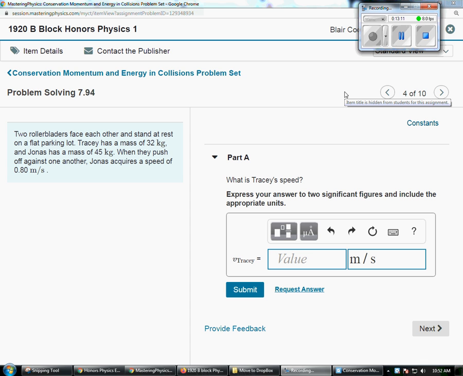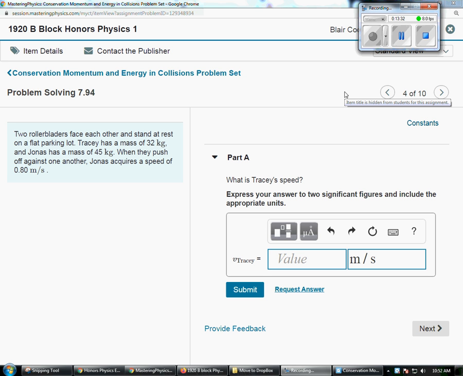All right, so on number 4, we've got the two rollerbladers facing each other and standing at rest on a flat parking lot. Why would we put them on rollerblades? What do we want to say about them? Frictionless, yeah. So we're saying, hey, just worry about these two people, don't worry about anything else. And then they push off each other.